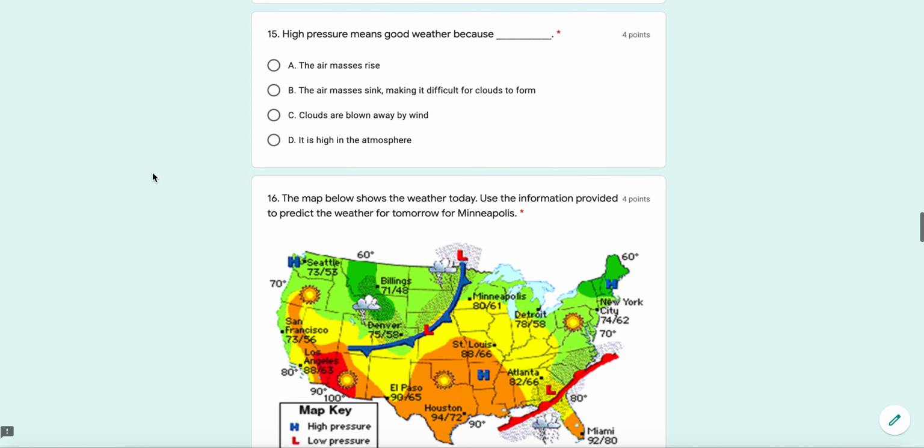Number 15, high pressure means good weather because blank. A, the air masses rise. B, the air masses sink, making it difficult for clouds to form. C, clouds are blown away by wind. D, it is high in the atmosphere.